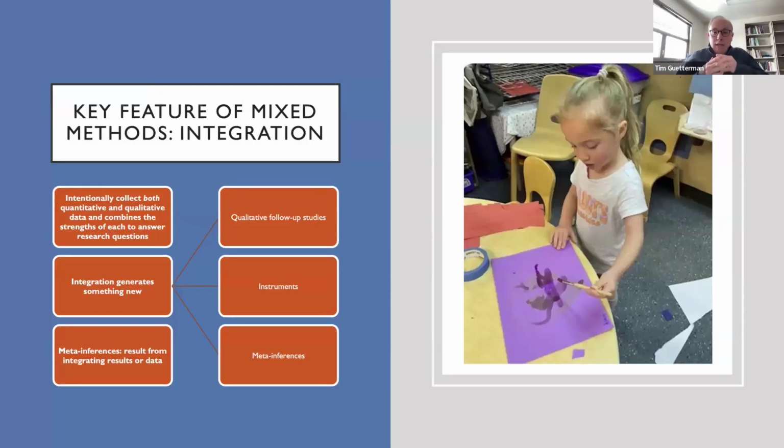So integration is really mixing. This is like mixing paints, for instance, where you mix yellow and blue, or in this case, I think it was red and blue, and it creates something new. It creates purple. And that's really the key feature of mixed methods, this mixing. So the idea is that we're intentionally collecting both quantitative and qualitative data, or using both methods, really leveraging the strength of what either one brings. And ultimately, integration is generating something new. And that's kind of how I think about it at a basic level.